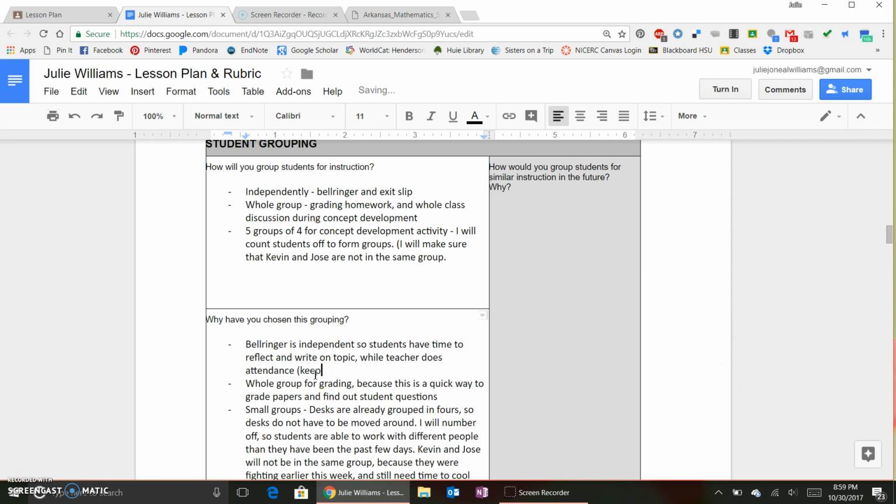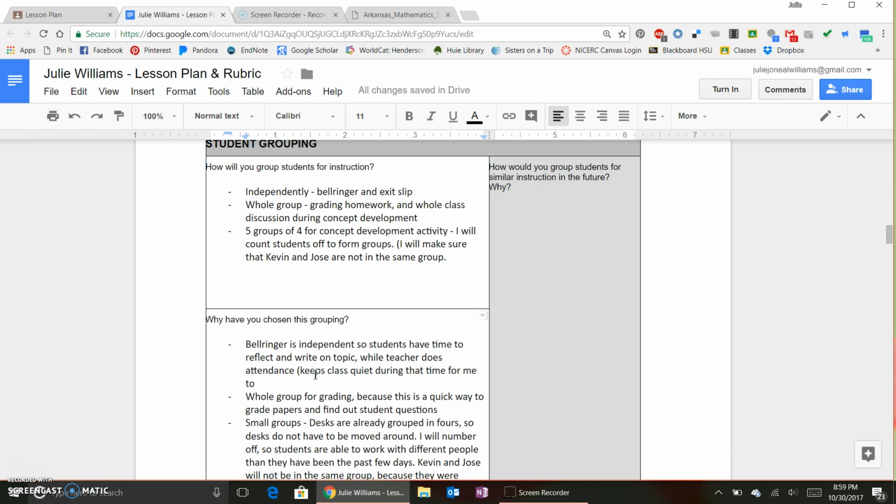And it keeps class quiet during that time for me to get everything ready. That may seem like a really lame reason, but it is actually really appropriate. Bell ringers, one is to get the students on task and ready to learn, but also for you to be able to do attendance, deal with students that were absent the day before, any other kind of issues that may happen right at the beginning of class.